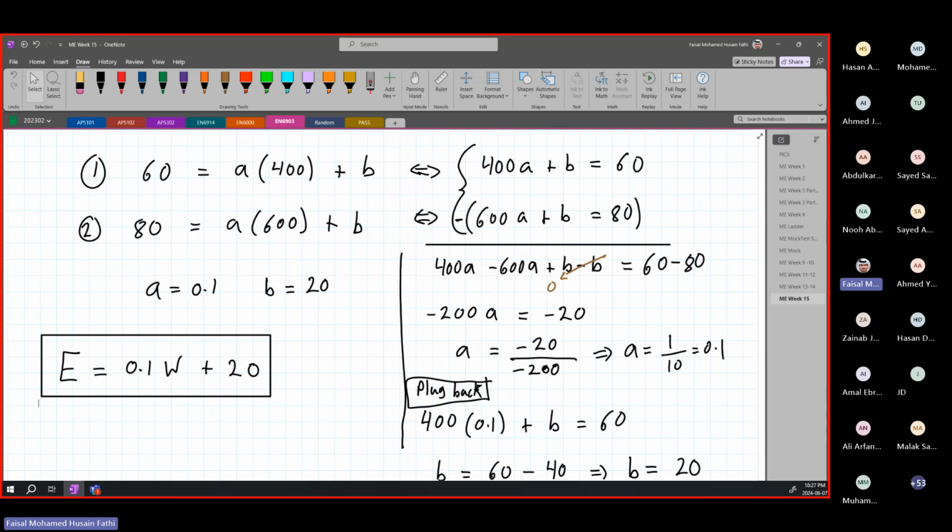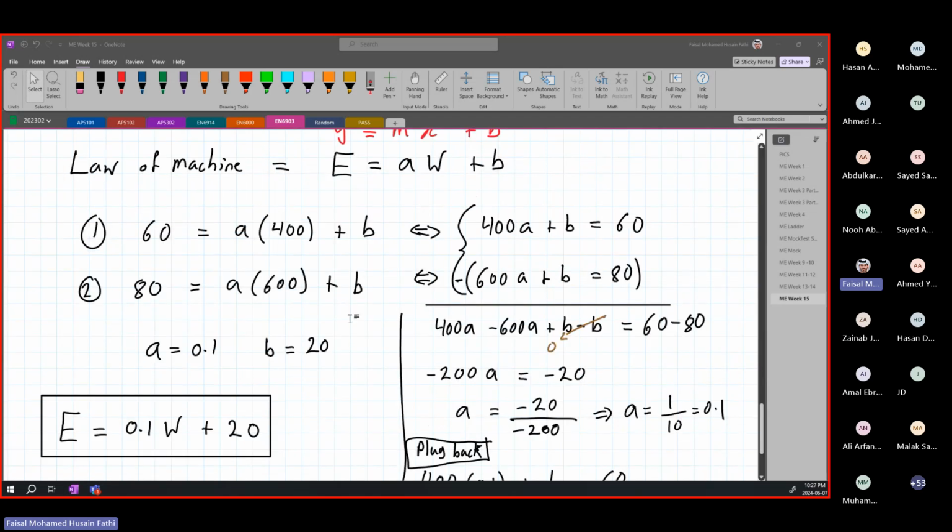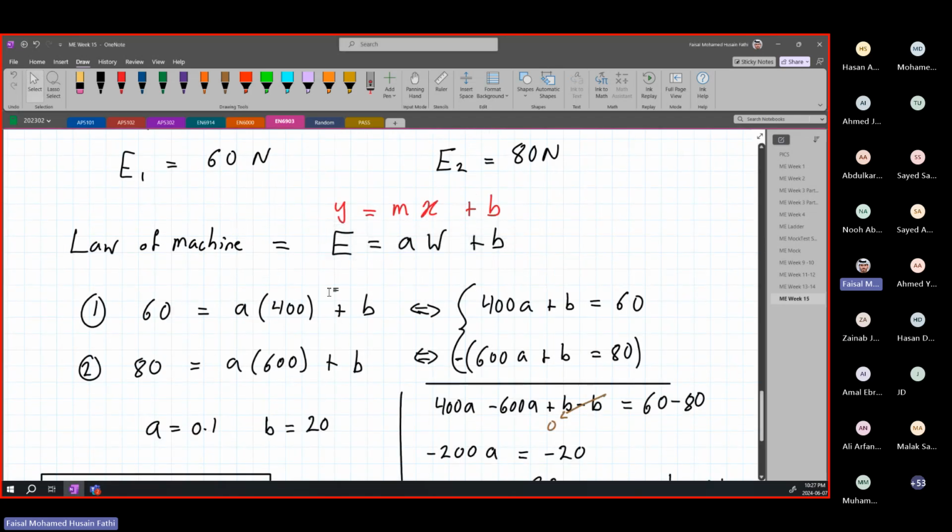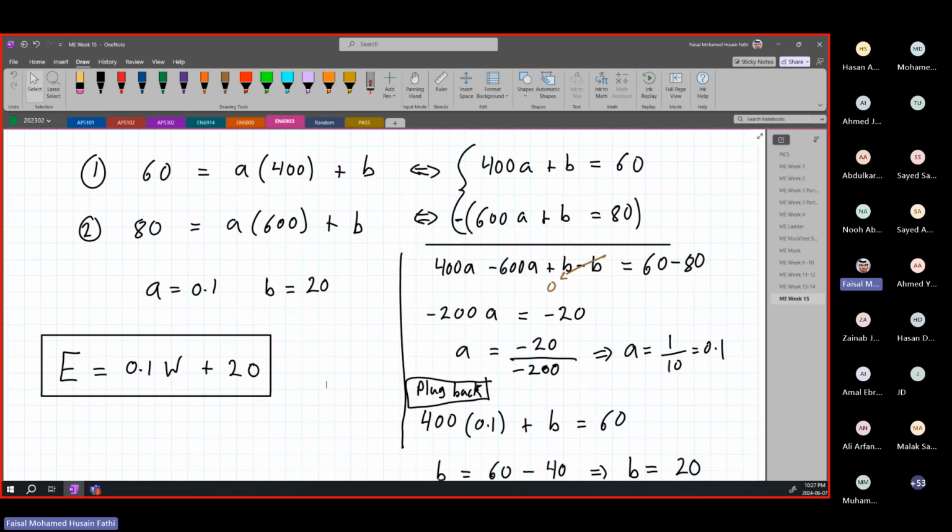Very straightforward. I hope this didn't confuse anyone. This is just simple mathematics, simple algebra. All right. All you need to know is the law of machine is AW plus B. E is equal to AW plus B. Let's look at the next question.